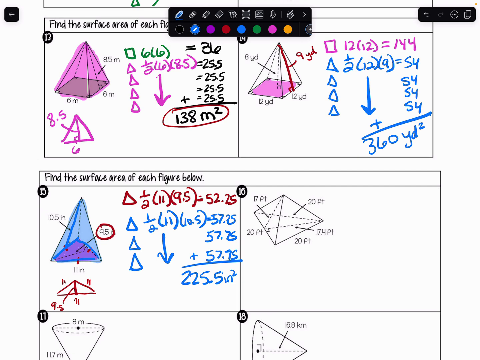Okay. Then we have another triangular prism that I'm going to let you do. But if you count up, actually, let's do that one together, just so we've covered all of our bases.